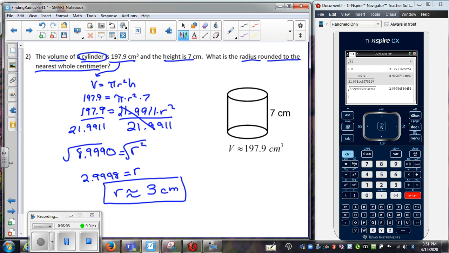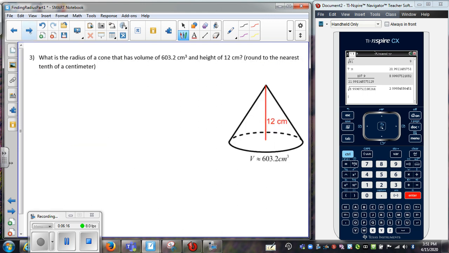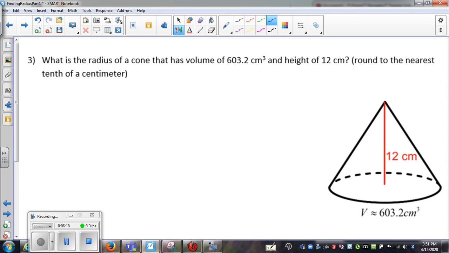Okay, what do you think? It's the same idea as our previous lesson with finding height, just at the end we're going to have to take the square root of both sides. Let's try another example. What is the radius of a cone that has a volume of 603.2 centimeters cubed and a height of 12 centimeters? Round to the nearest tenth of a centimeter.